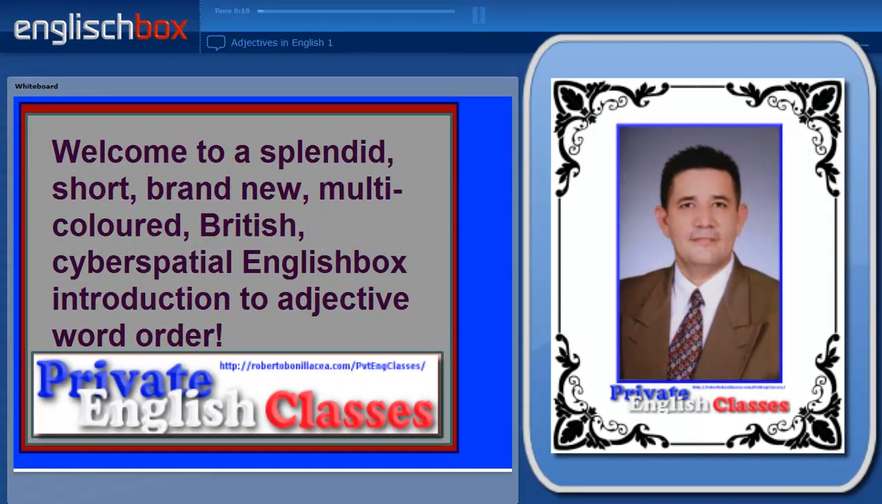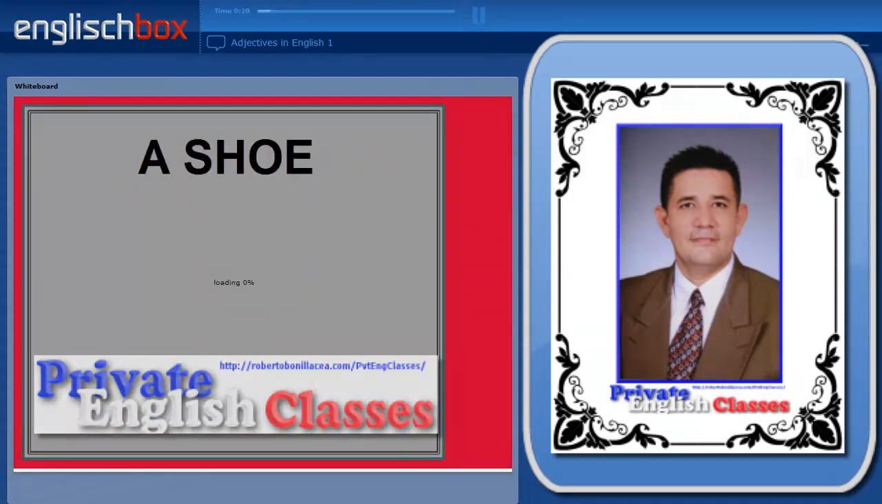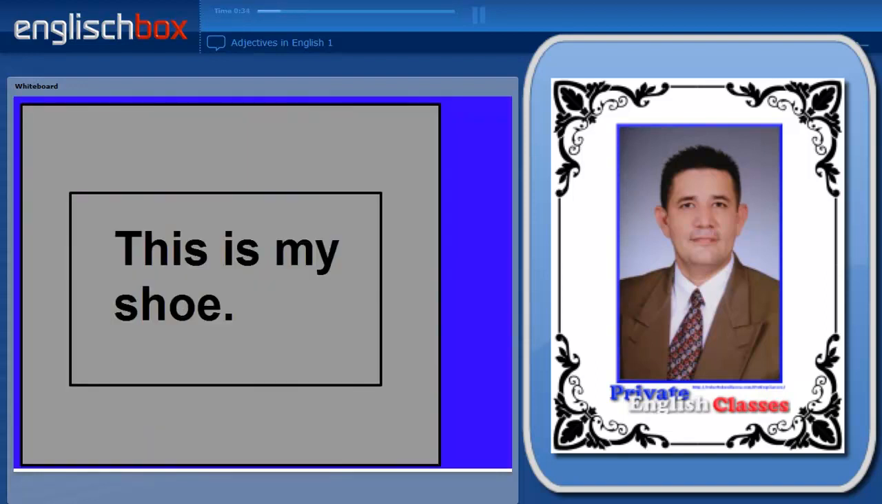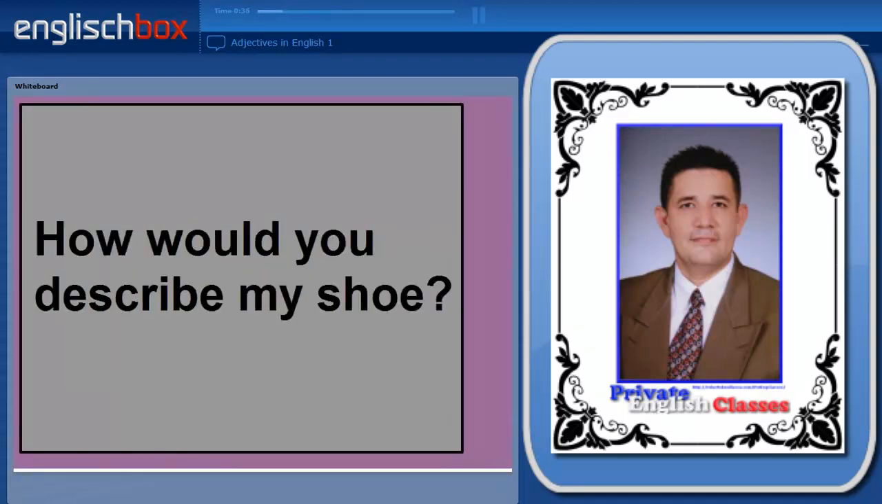Hello and welcome to a splendid, short, brand new, multicolored British cyberspatial English box introduction to adjective word order. Today's lesson is taking place largely within the context of footwear. And in front of you there is a picture of a shoe. And in front of me is my shoe.